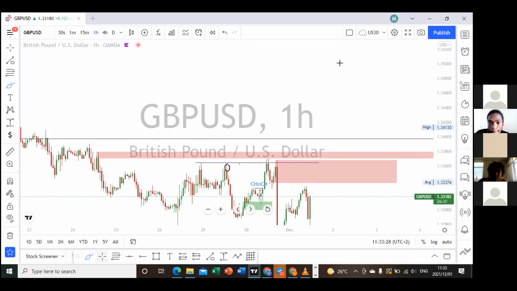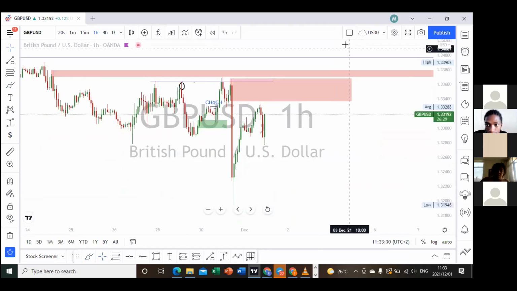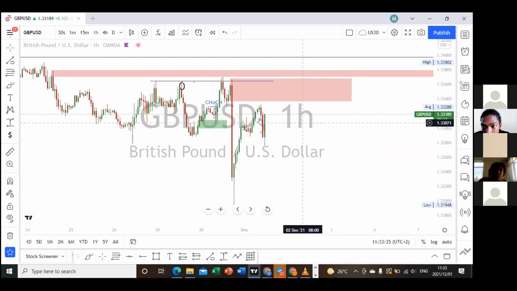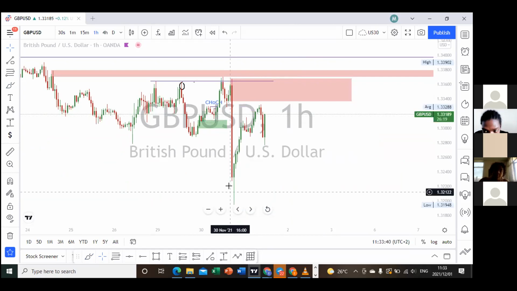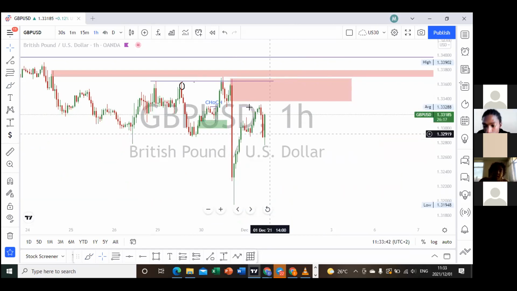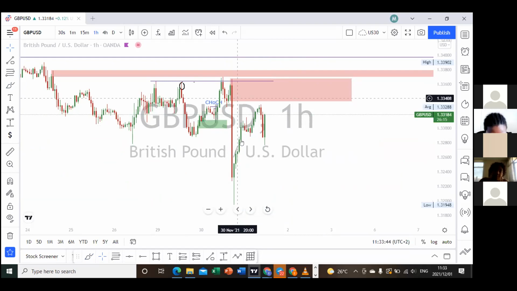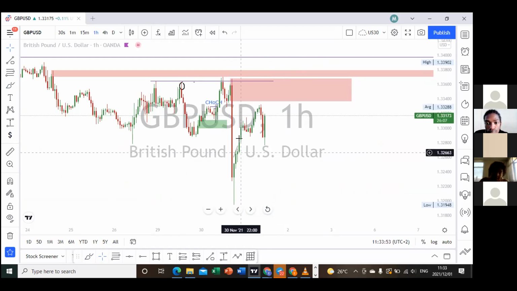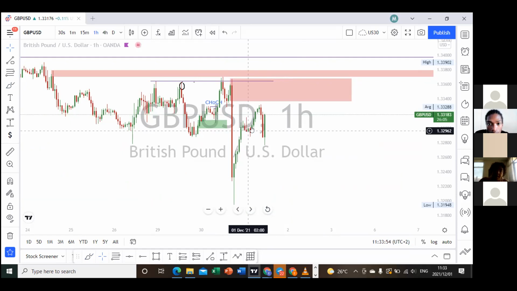Yes, 1 hour. So if you can check on our 1 hour, we can see that we had an impulsive movement to the downwards, which left an inefficiency in the market. That's like a market imbalance. So we can see here that the market came back to fill up this market inefficiency in a corrective manner. So I'll be going down to the 15 minutes.